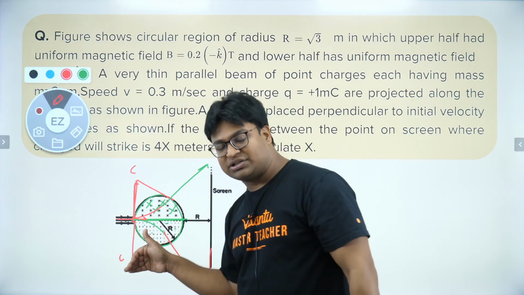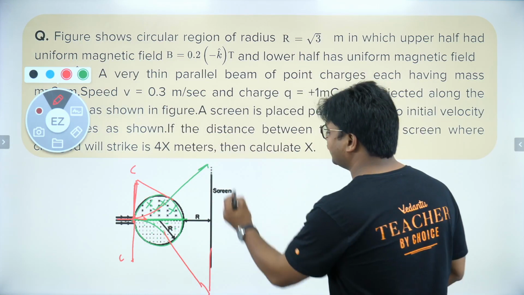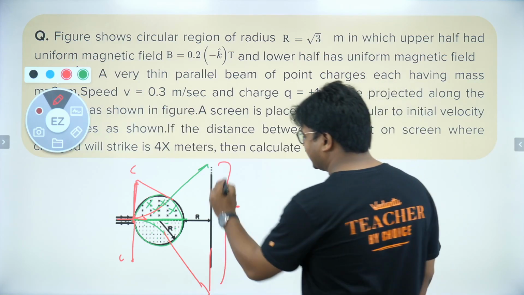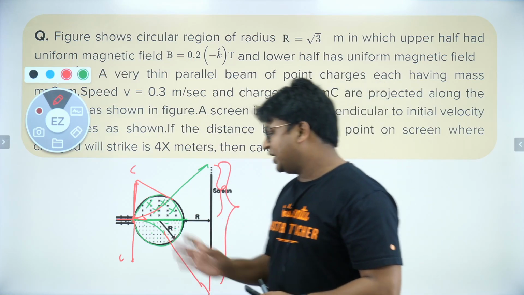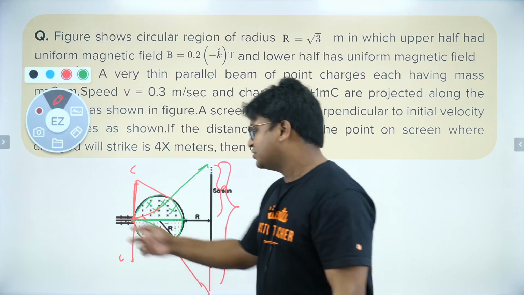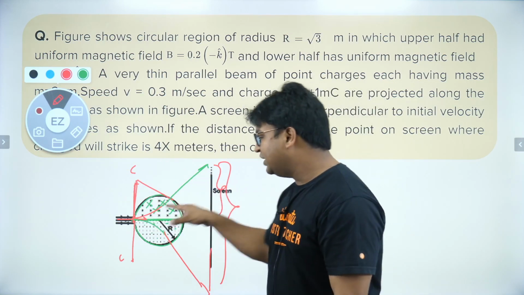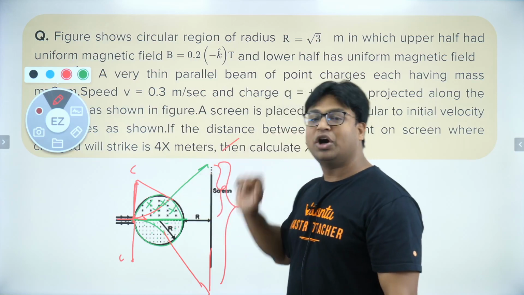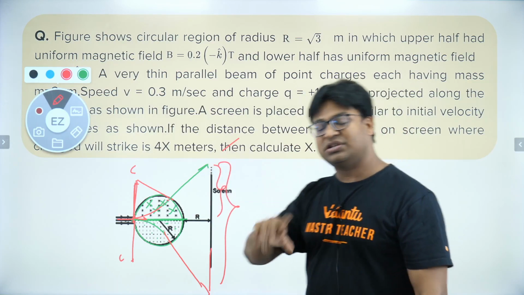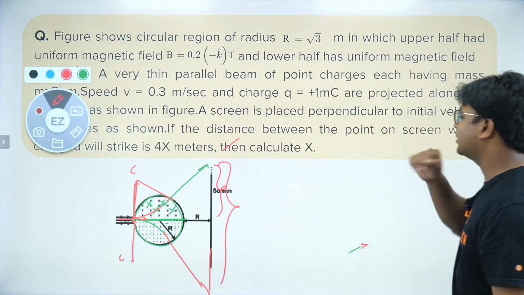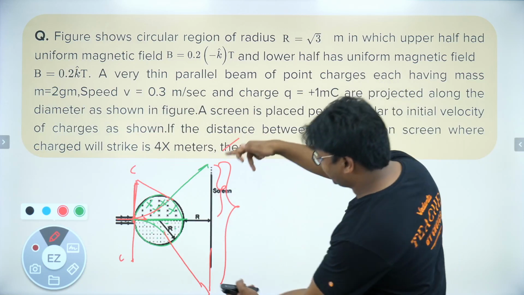So the figure will be symmetrical. It may not appear symmetrical in my drawing, but whatever happens in the upper half, similar things will happen in the lower half. So we have to find this distance, or we can find this distance and double it to get the answer. That is what we are supposed to do. That is the physics of the problem, mathematics is still remaining. As the particle comes here, it experiences a force in the upward direction and starts going in a circle. It will leave this region of magnetic field at some point, and beyond that it will travel in a straight line and hit the screen somewhere here. Double of this distance will be the answer, because the question asks for the distance between the points on the screen where the charges will strike.